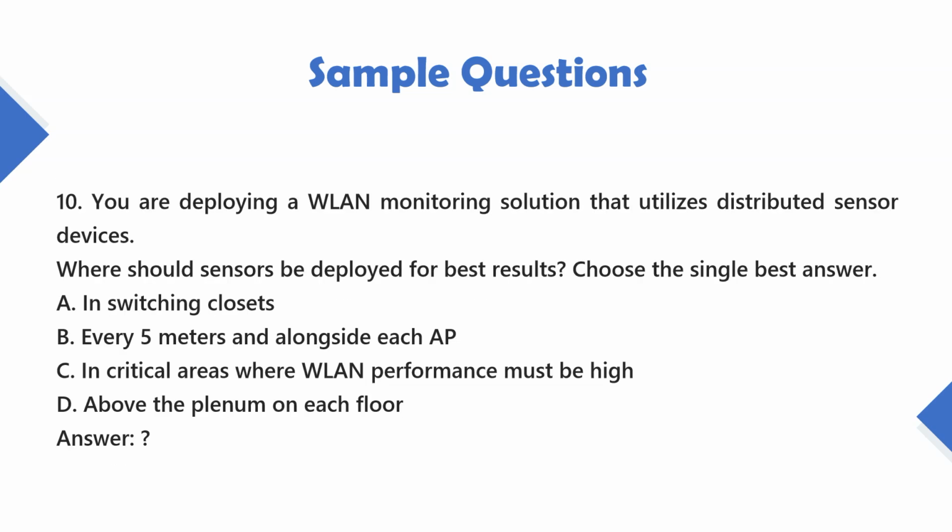10. You are deploying a WLAN monitoring solution that utilizes distributed sensor devices. Where should sensors be deployed for best results? Choose the single best answer. A. In switching closets. B. Every 5 meters and alongside each AP. C. In critical areas where WLAN performance must be high. D. Above the plenum on each floor.